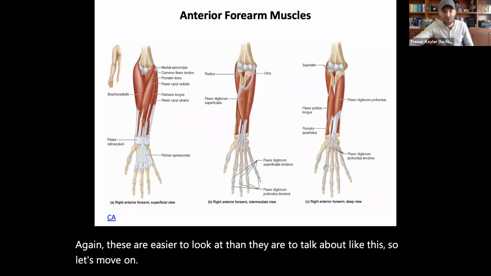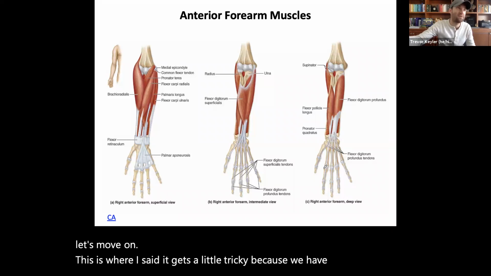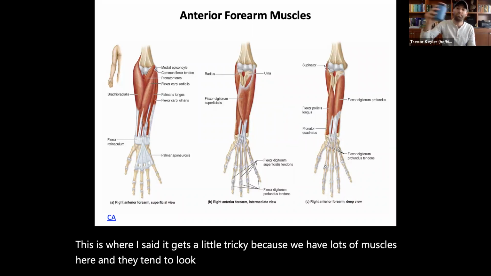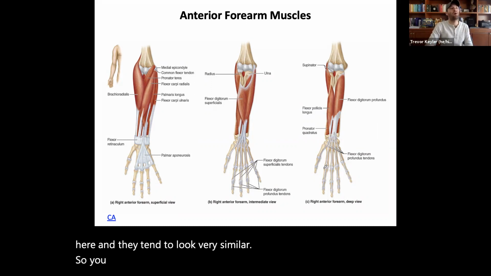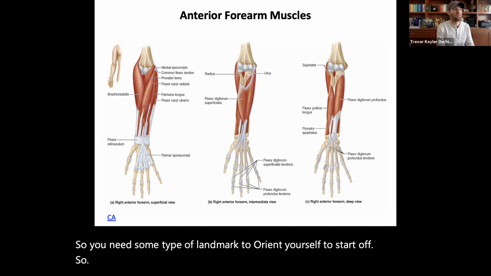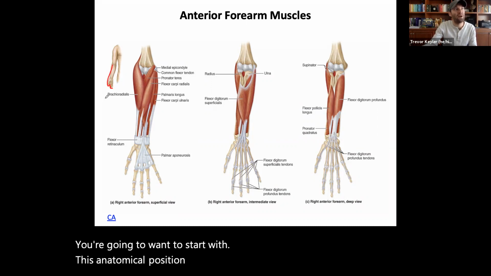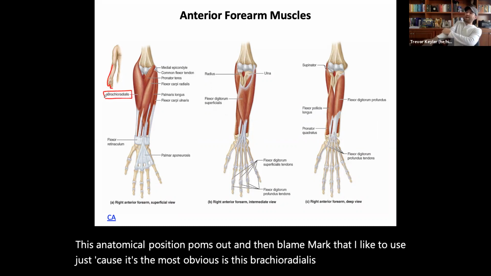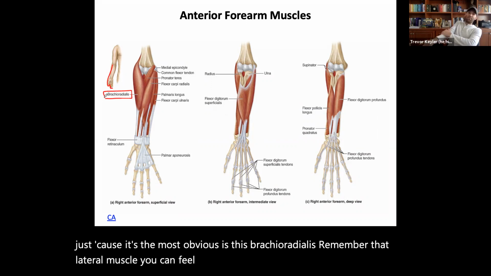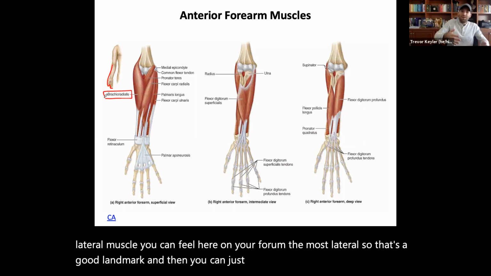This is where I said it gets a little tricky because we have lots of muscles here and they tend to look very similar. So you need some type of landmark to orient yourself to start off. You're going to want to start with this anatomical position, palms out. The landmark that I like to use, just because it's the most obvious, is this brachioradialis. Remember, that's that lateral muscle you can feel on your forearm, the most lateral. So that's a good landmark, and then you can just move lateral to medial when naming these muscles.